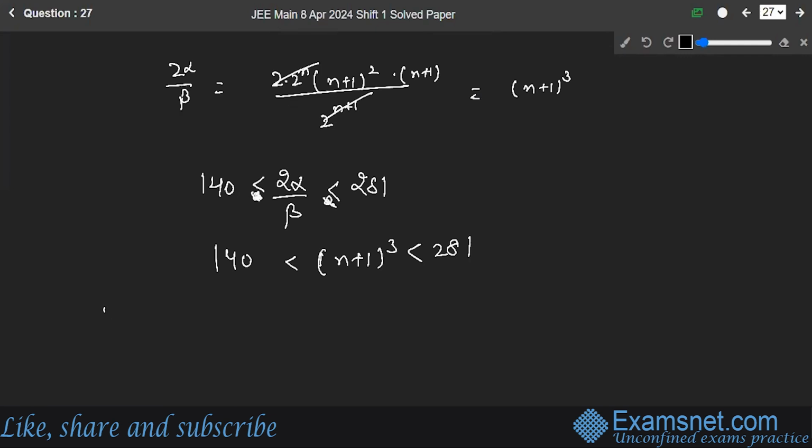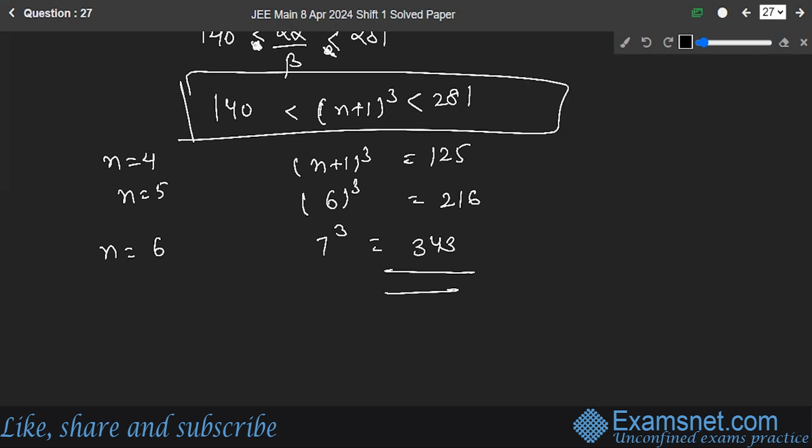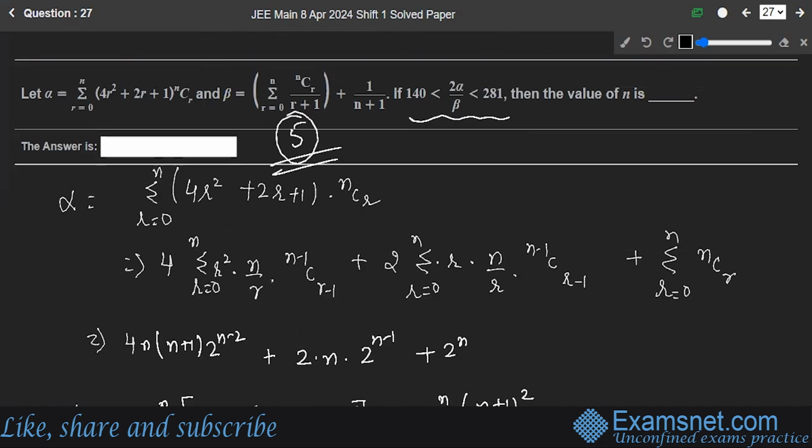So if I put n equal to 4, then what will be the value of (n plus 1) cube? That's 125. For 5, this is 6 cube, and that will be 216. And if I put n equal to 6, 7 cube, this is 343. So the value of n for which this lies between 140 and 281 is n equal to 5. So this is the answer to the question, n is equal to 5. Hope you got that. Let's move to the next question.